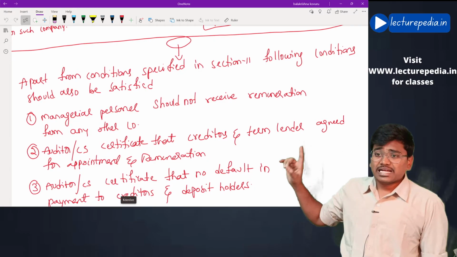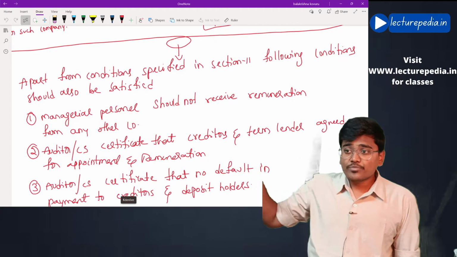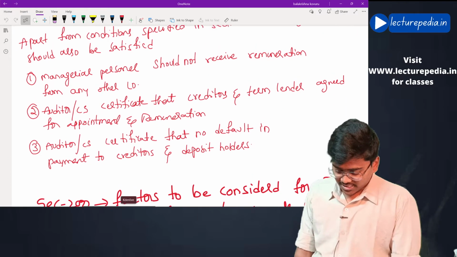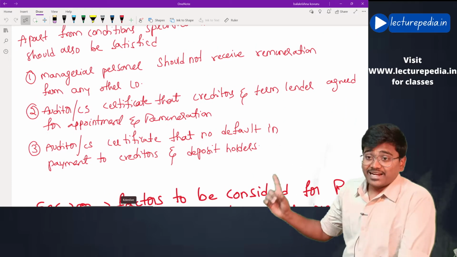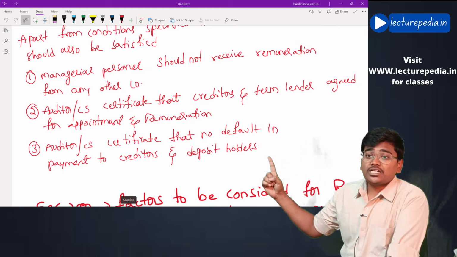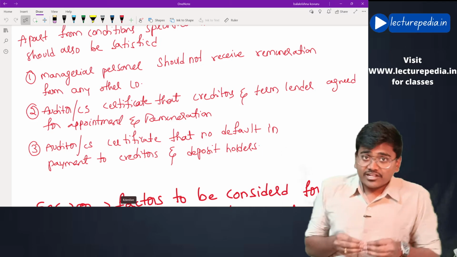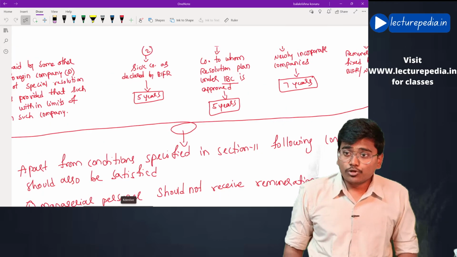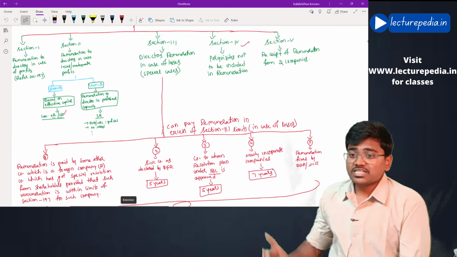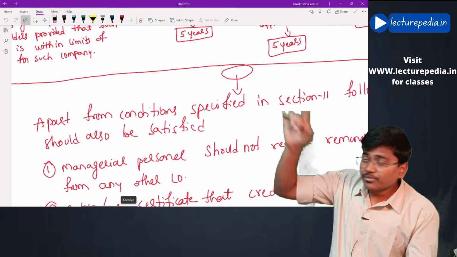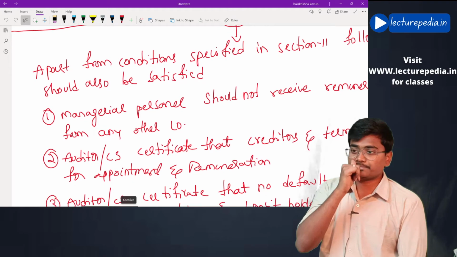Apart from the conditions specified in section 2, the following conditions should also be satisfied. What are they? First condition, managerial personnel should not receive remuneration from any other company. Okay, the managerial personnel who are receiving remuneration from any of these 5 types of companies should not receive remuneration from any other company. That is the first condition.